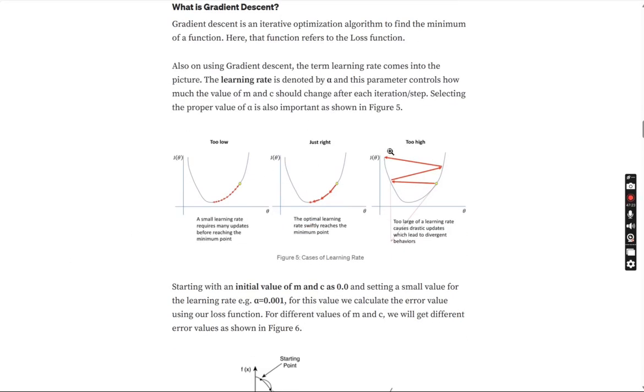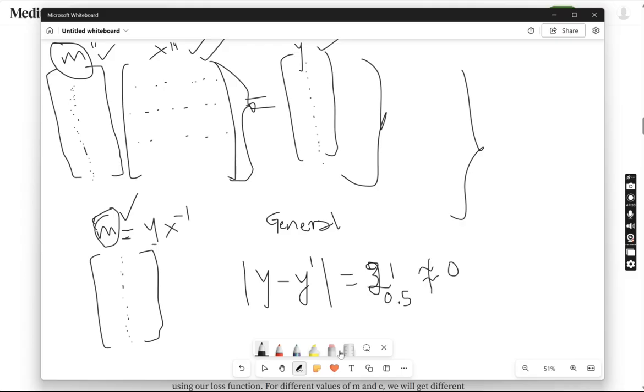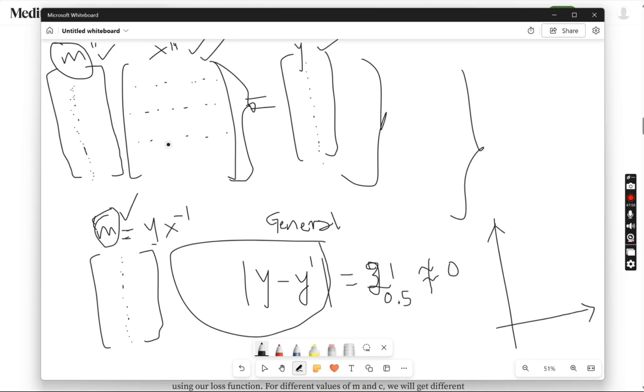Now gradient descent, this is where gradient descent comes into the picture. Gradient descent is another optimization algorithm to find the minimum of a function, mainly the loss function. This is your loss function. To decrease this loss function, you will apply an optimization algorithm. You will convert this entire process of learning into an optimization problem.